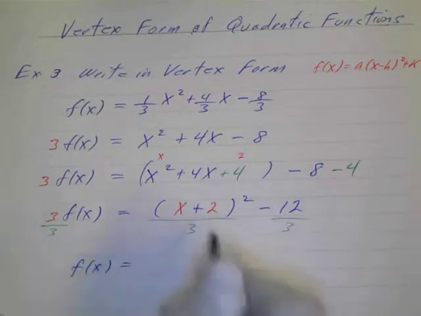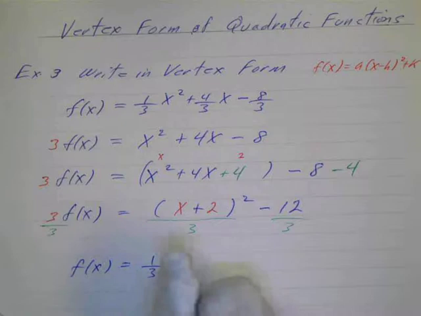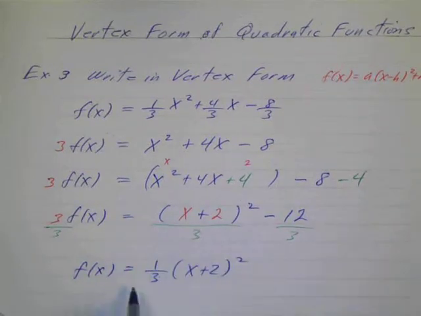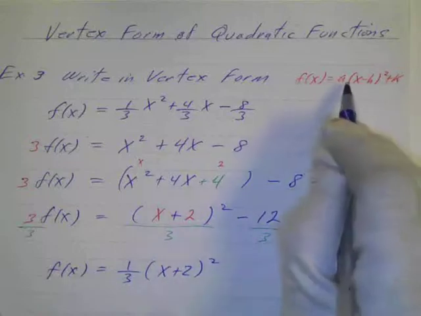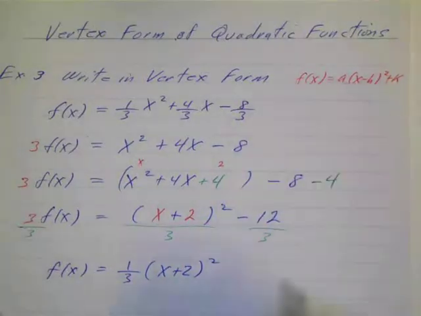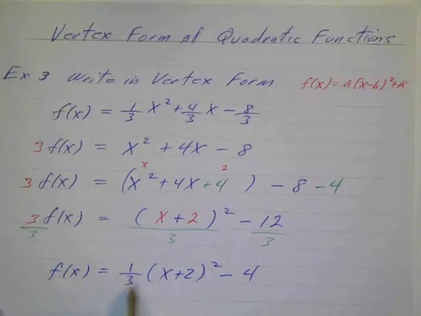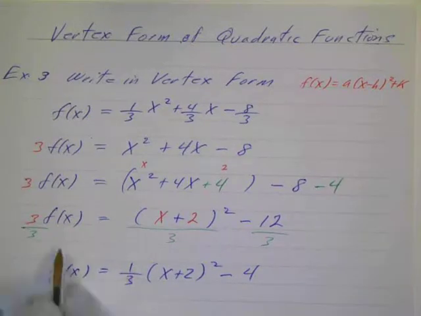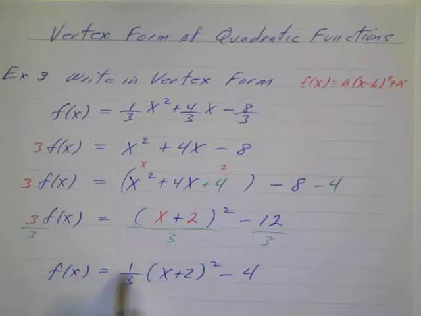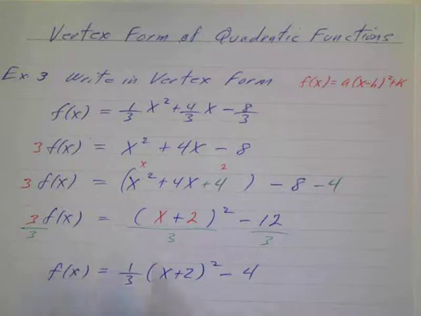And I can call this divide by 3 or 1/3. So 1/3 times x plus 2 squared. And that 1/3 is going to be like the a, you see. And then minus, and 3 goes into 12 4 times. Now the 1/3 just affects the shape of the parabola, and this is going to make it a little flatter. If it's a fraction smaller than 1, it's going to be flatter. If it's a number that's bigger than 1, like 2, 3, or 4, it's going to be a skinnier parabola.